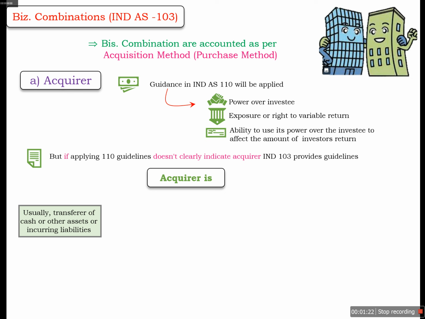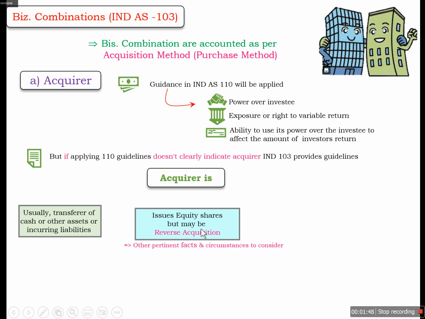Apart from that, the entity that issues the equity shares is called the acquirer, but there may be a case of reverse acquisition also, where the issuing entity may be classified as the accounting acquiree instead of the acquirer. So when we are checking the condition of issuing equity shares, we need to consider some other prominent factors also, like who has the largest voting rights in the combining entity. In this case, we need to consider unusual and special voting rights, options, warrants, and convertible securities also.